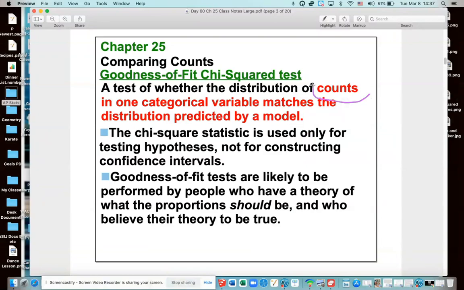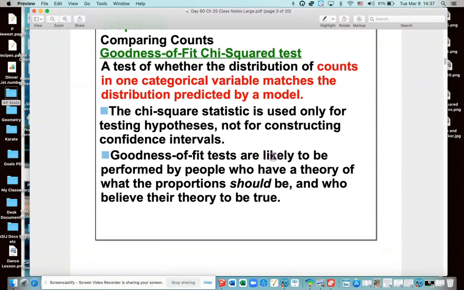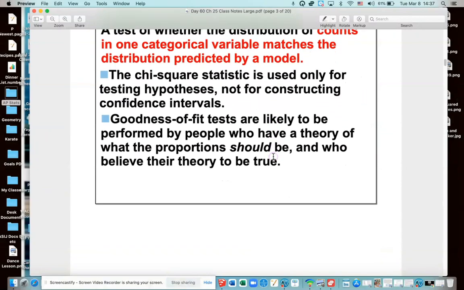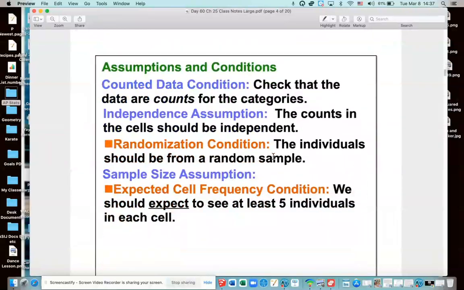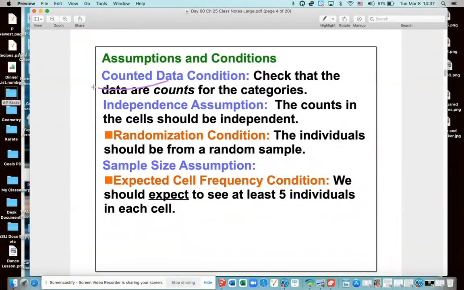They have to be counts, so you're looking at how many of everything for a goodness of fit test, right? And here are our conditions. They need to be counted data, and you're not doing continuous data. It's discrete, kind of. You're counting how many people are in this category, how many people are Virgos, how many people are Leos. It's a count. Okay.